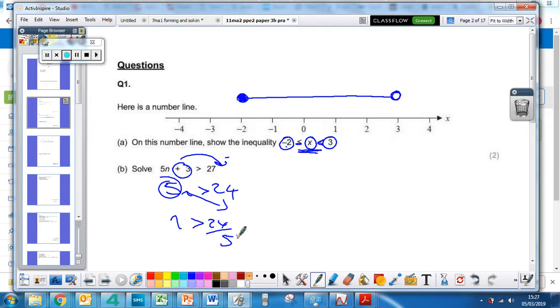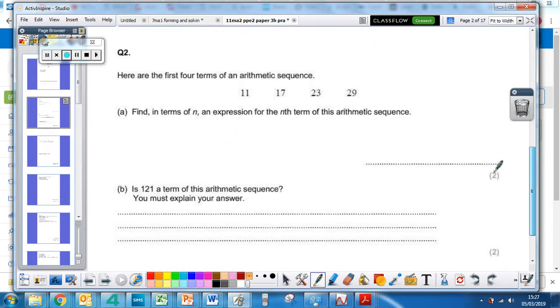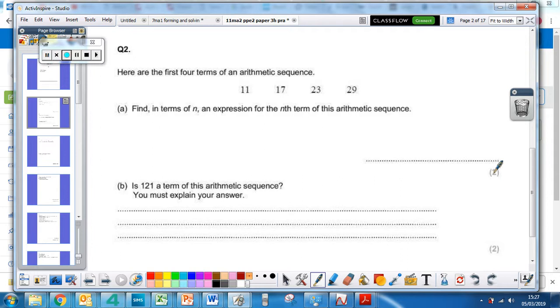So that's question 1, inequalities. Solving them and representing them on number lines. Question 2. It refers to an arithmetic sequence. Arithmetic sequences are linear sequences. They're going up by the same thing each time.